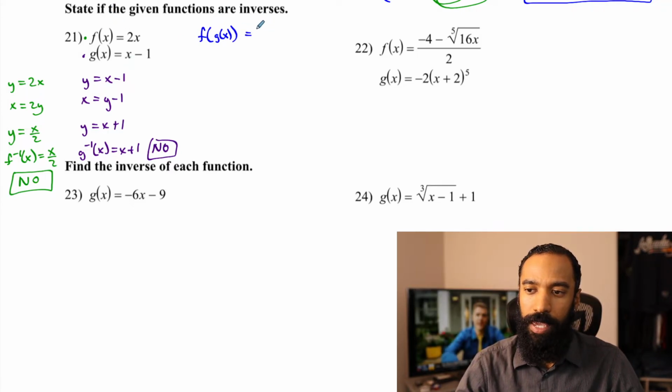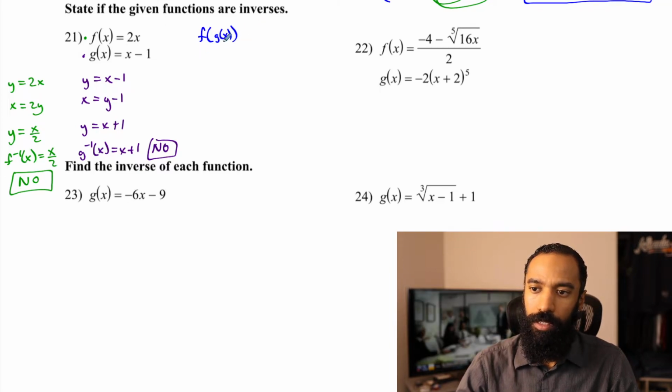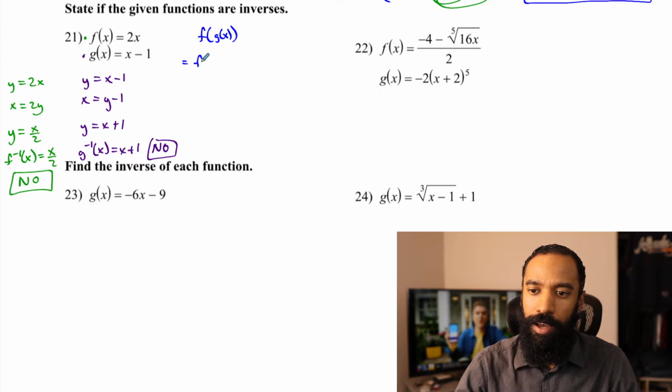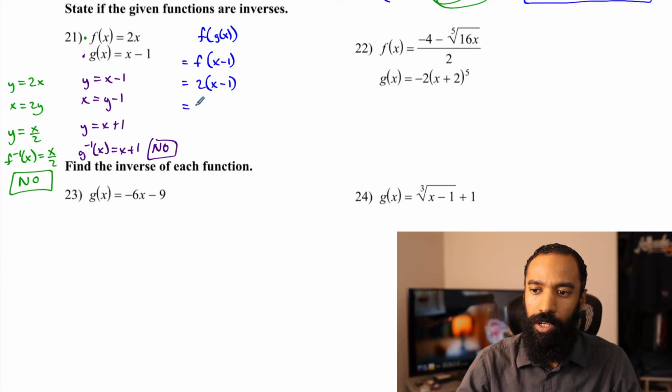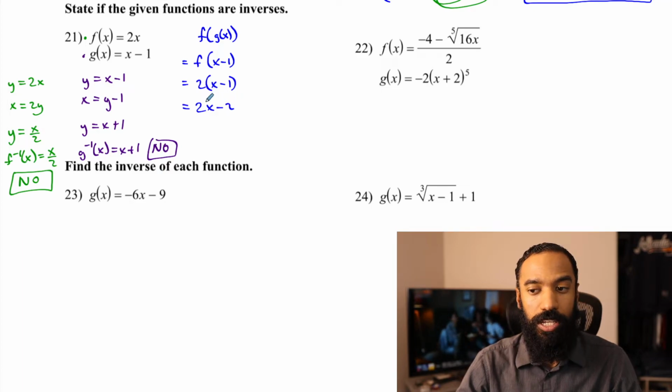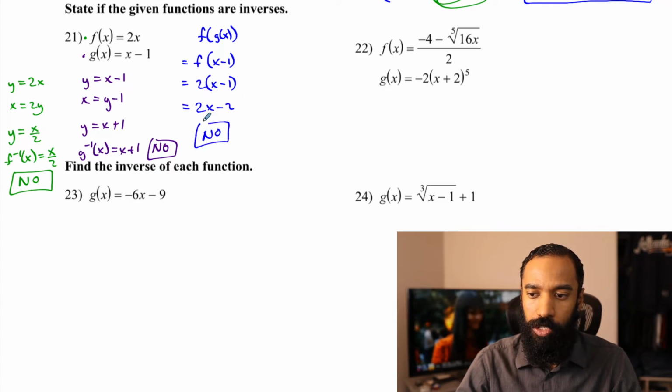What are we going to get here? F of g of x means f of x minus 1. That's what g of x is. So we substitute x minus 1 in for x in f's equation. 2 times x minus 1, which is 2x minus 2. Because it doesn't equal x, that shows it's a no.